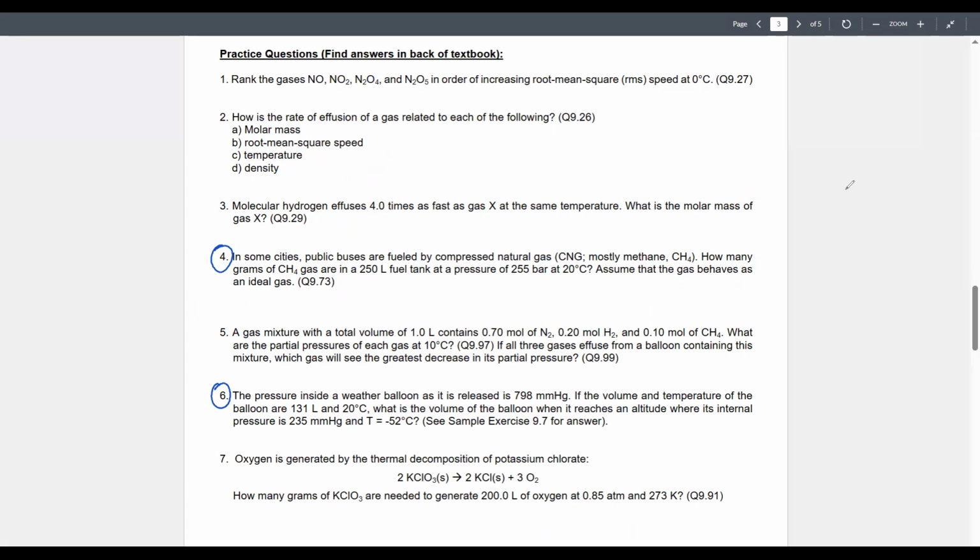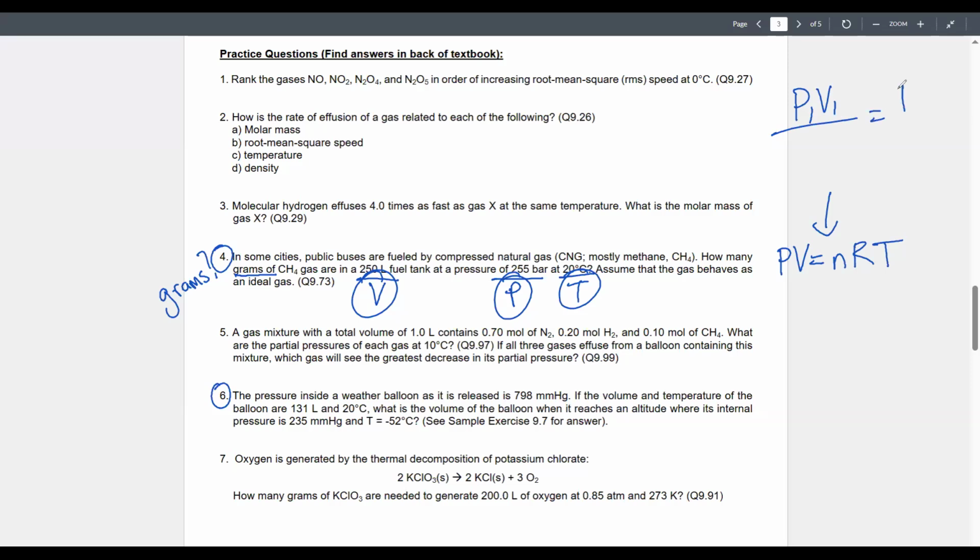Okay, in some cities, public buses are fueled by compressed gas. How many grams? Okay. The question wants grams. That's the first thing whenever I try to do word problems, I'm like, what does this question want for me? Oh, it wants grams. Okay. How many grams of CH4 are in this volume? Okay, I have a volume. At this pressure, I have a pressure, and this temperature. Assume that the gas behaves as an ideal gas. So this is easy. I know I'm going to use, I have 1 volume, 1 pressure, 1 temperature. So I'm going to use this equation, not this other equation where I need 2 of something to start using it.